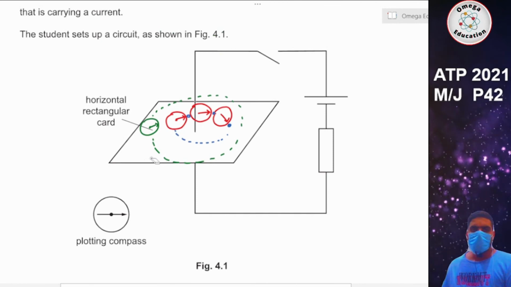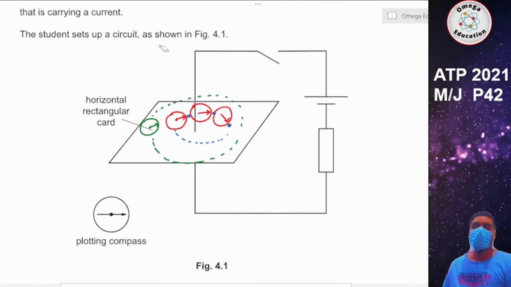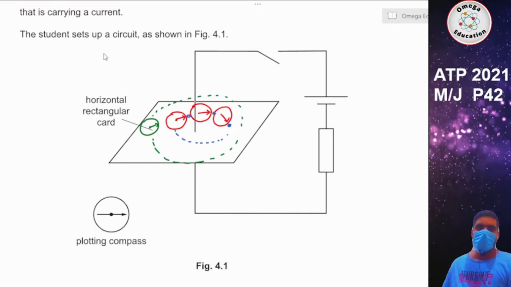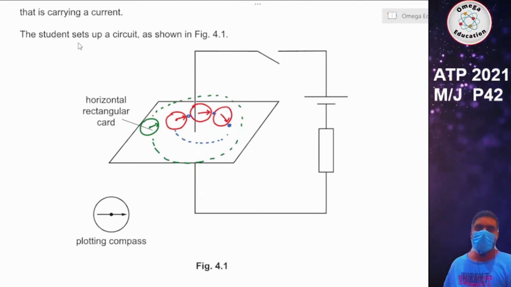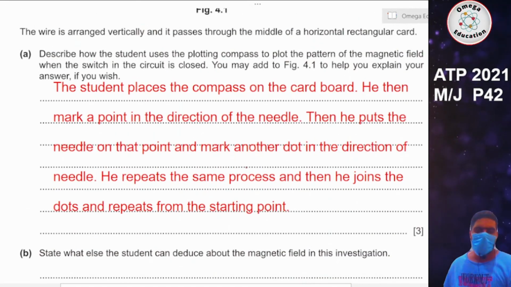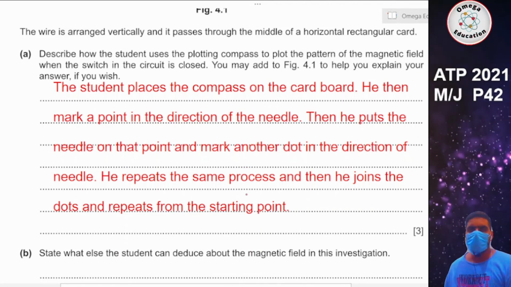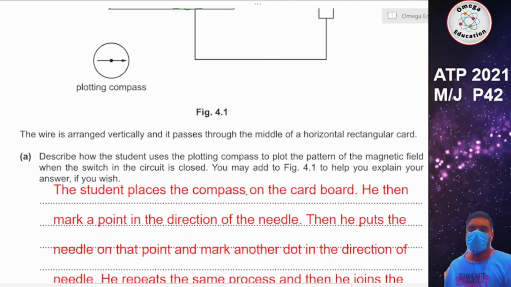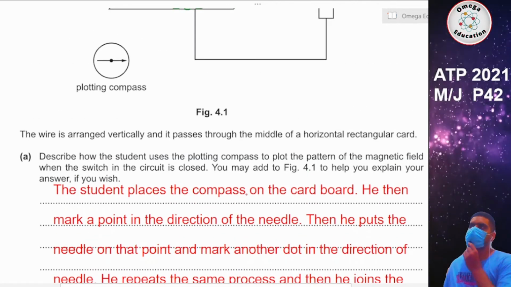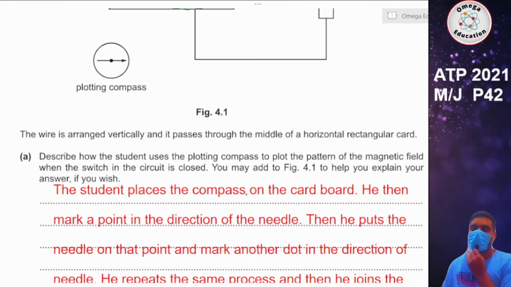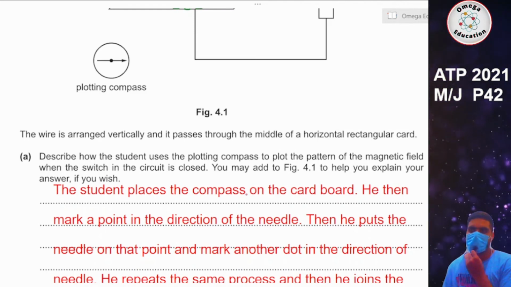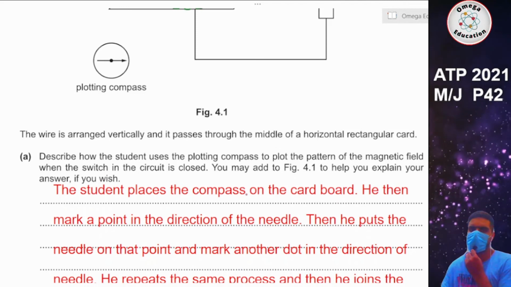And you can add this on figure 4.1 as well. That helps explain the answer. So this is a standard method, and you get this one plenty of times. Sometimes you get a question in which they ask how to find the direction of magnetic field for a bar magnet. So we use the same method.